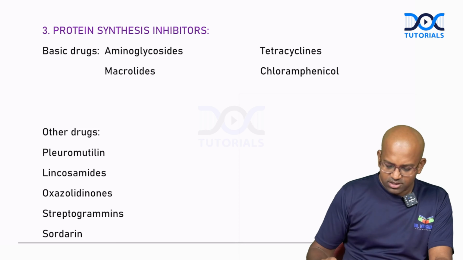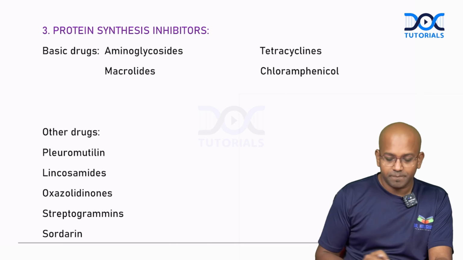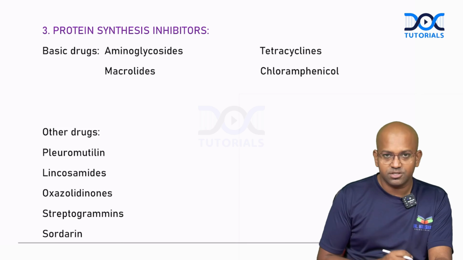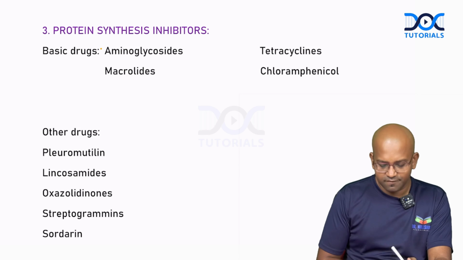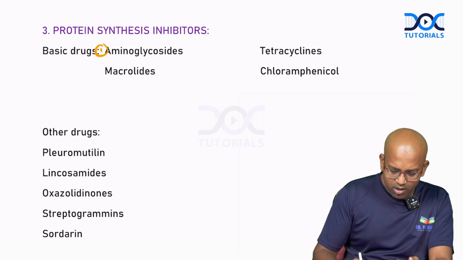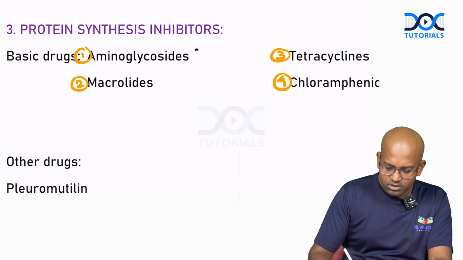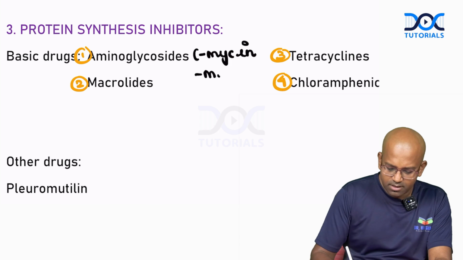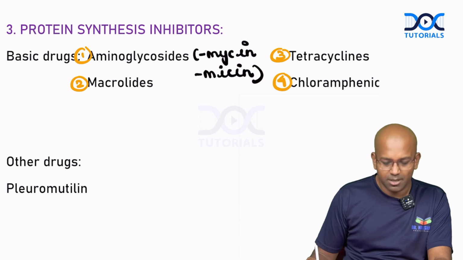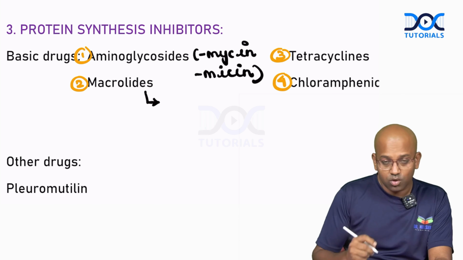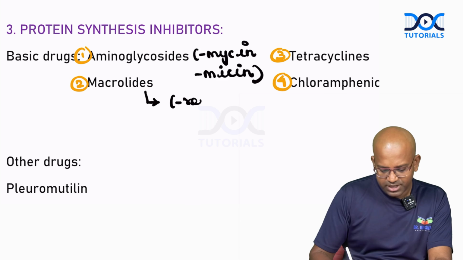We'll move to the next one, guys. Let's talk about protein synthesis inhibitors. We have a much bigger classification for protein synthesis. Let's look into those basic drugs at first. Basic drugs include aminoglycosides. We have macrolides, tetracyclines and chloramphenicol. Aminoglycosides are those drugs which end with mycin, whereas macrolide agents are those drugs which end with thromycin.